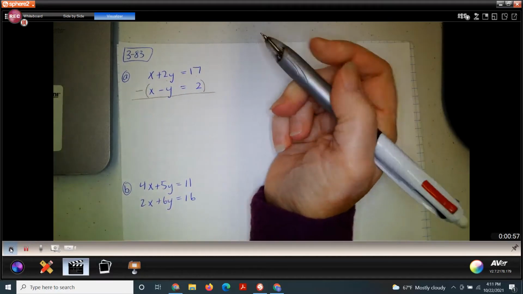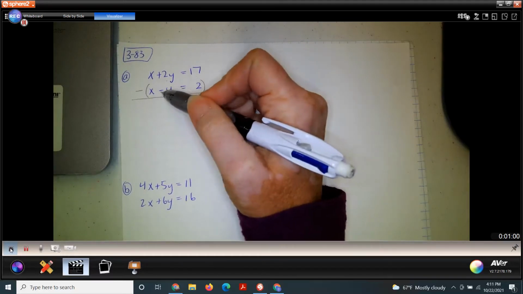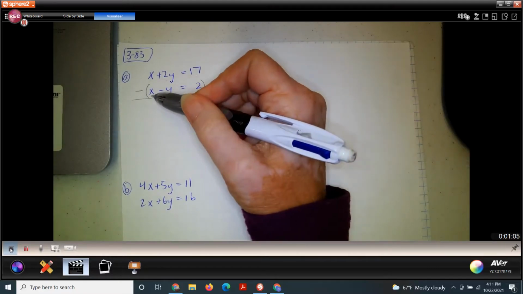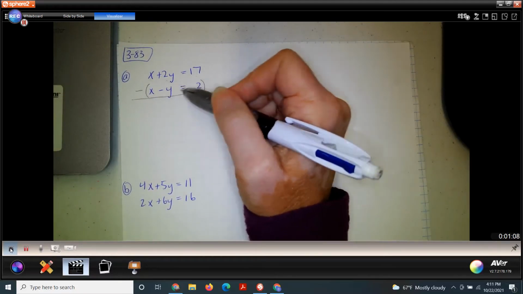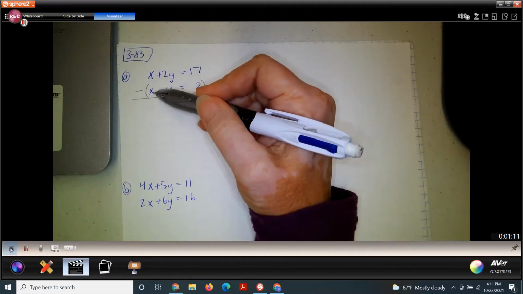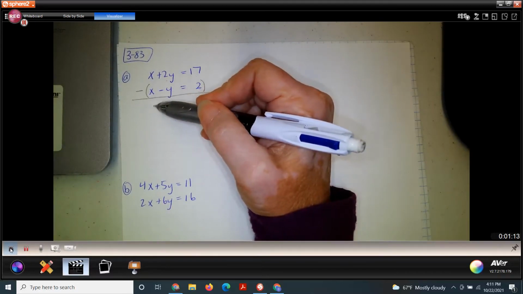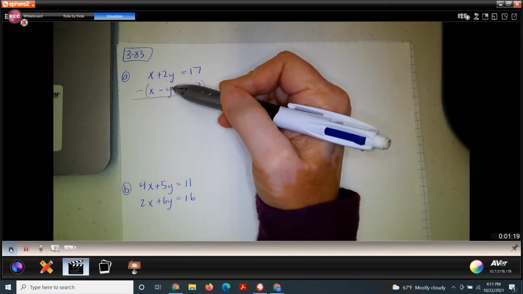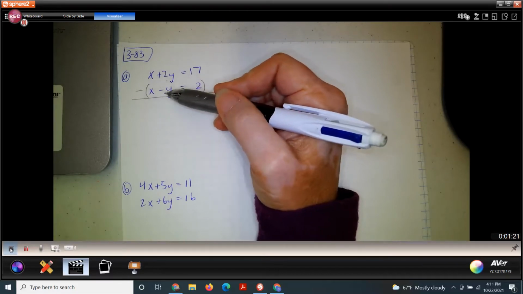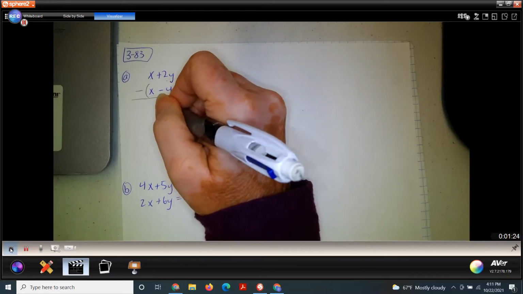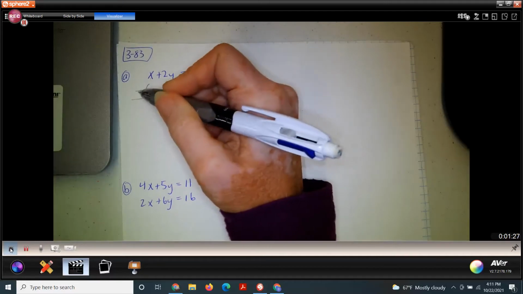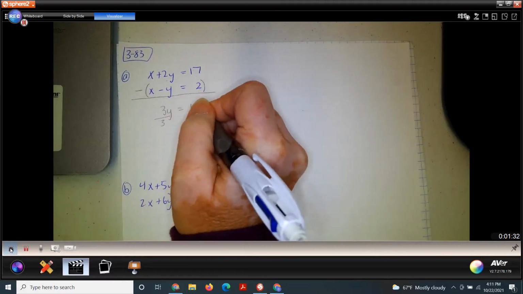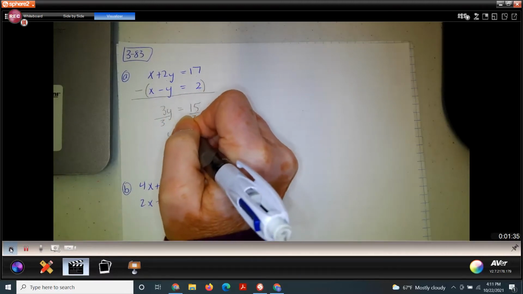The reason I'm allowed to do that is I can subtract the same amount from each side of the equation, and since the 2 is equal to the x minus y, I'm allowed to subtract here. So x minus x is nothing. 2y minus negative y is actually going to give me 3y, because 2 minus a negative gives you 3y. And then 17 minus 2 is 15. And then divide out my 3. And that gave me y is equal to 5.